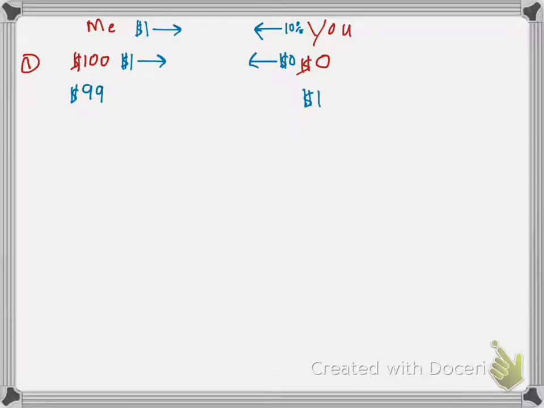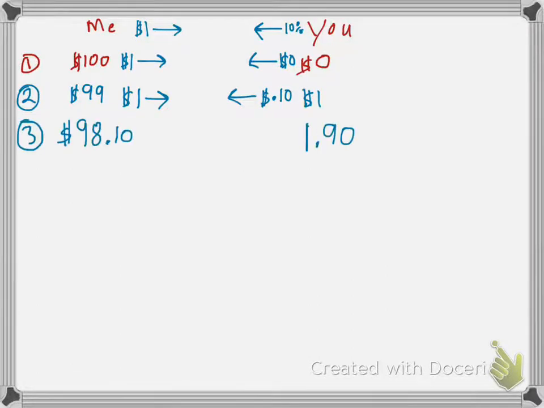All right. Now on day two, I'm going to give you $1. So again, $1 is going to go this way, and you're going to give me 10%, which, what is 10% of $1? It's $0.10, which is 10 cents. So if I give you $1 and you give me 10 cents, what will end up happening is I will have $98.10 and you will have $1.90.